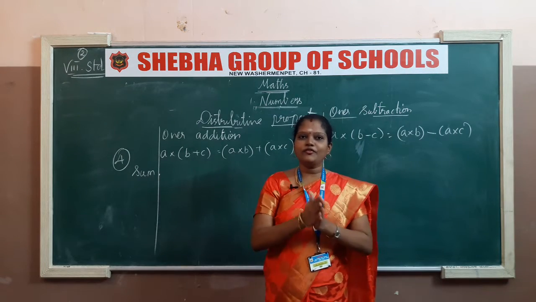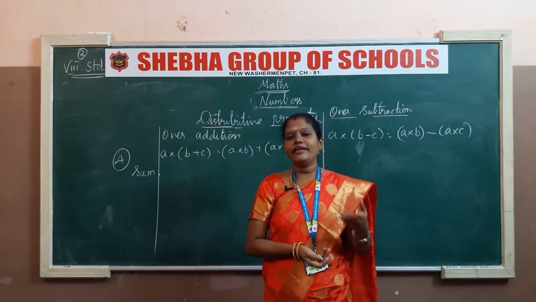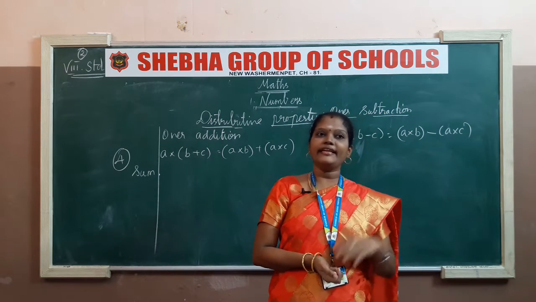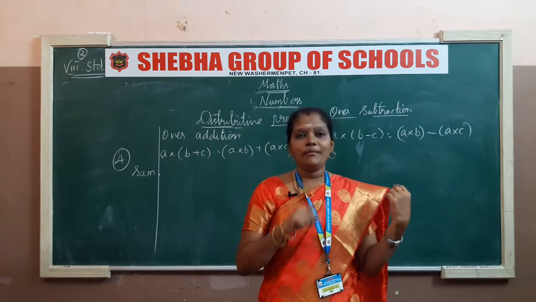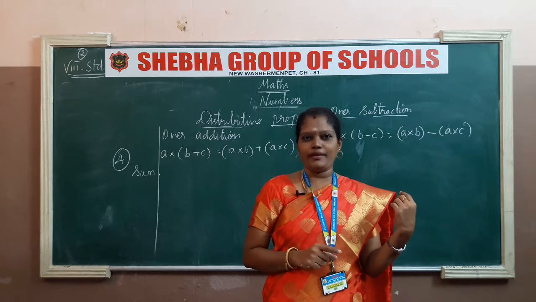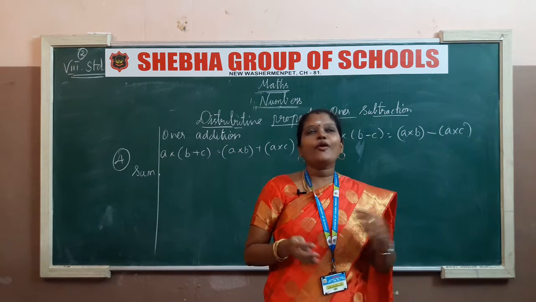Yes, children, we talked about the commutative property, closure property, additive identity, additive inverse, and associative property. Everything is over. As I said before, I am going to explain the distributive property. Clear? What is a distributive property?